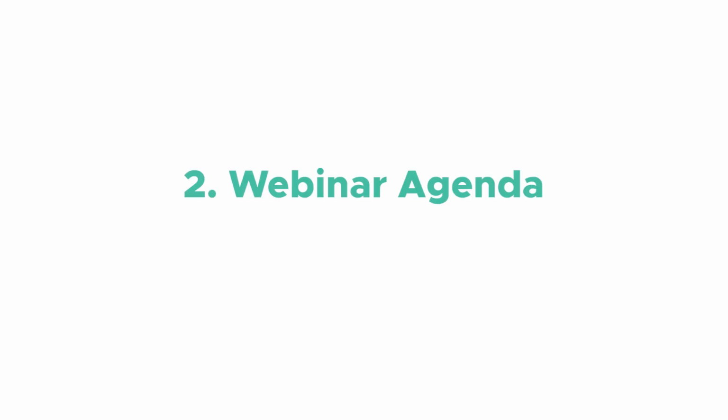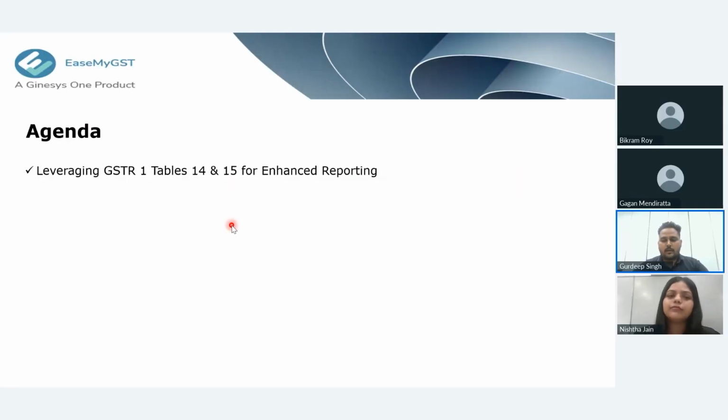So let's start with today's agenda first. We will discuss table number 14 and 15, which the government enhanced last month, in January. We will discuss all the e-commerce sales which we have to show in tables 14 and 15 from January onwards. As we all know, the government has made mandatory the disclosure of e-commerce sales in tables 14 and 15. So we will discuss tables 14 and 15 in full.